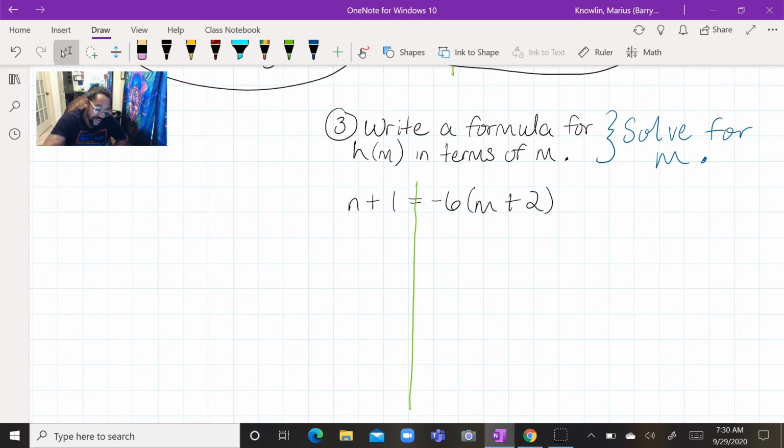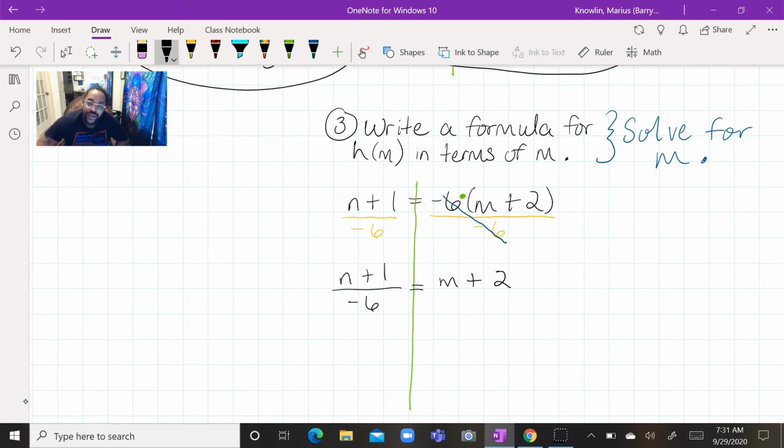it looks like we have the distributive property here, but really I want to take a different route. This negative 6 is being multiplied times the group m plus 2. We could, technically speaking, start off by dividing everything by negative 6, because we can get rid of that negative 6 that way. So I can divide both sides by negative 6. What would end up happening here is that the negative 6 would cancel out, and on the left this would leave me with n plus 1 divided by negative 6 equals m plus 2.